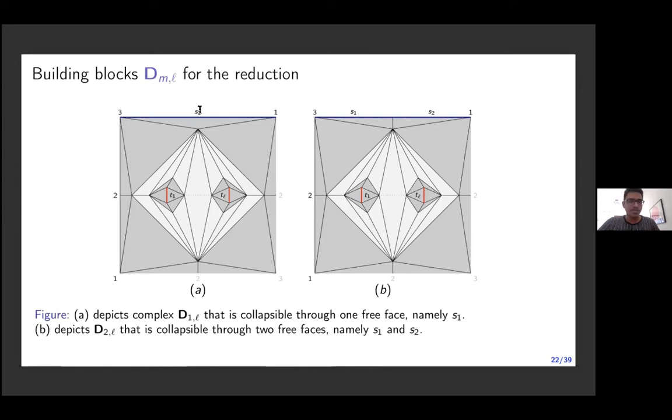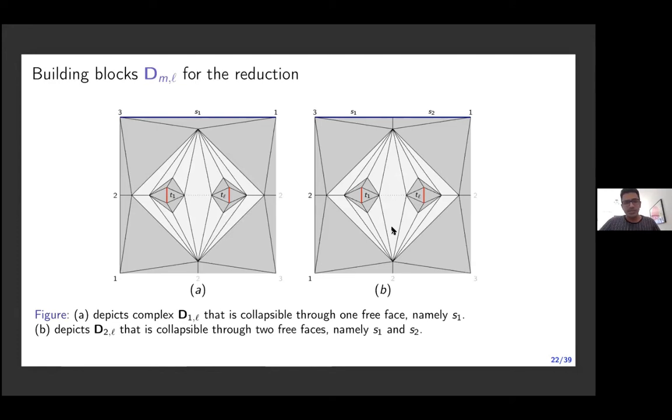Now, the distinguished edges are shown in color. So you have the source edges S1 and S2, and you have target edges here T1 to TL, and you have target edges here T1 to TL. And to construct this large complex, you identify source and target edges from various building blocks to each other. And then you have this huge complex which has some nice properties.